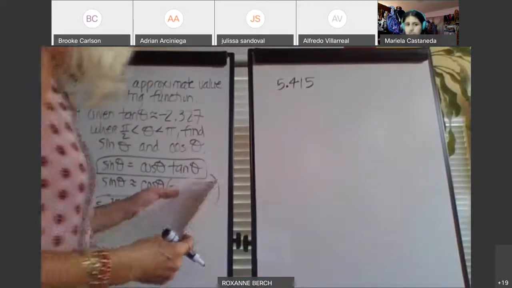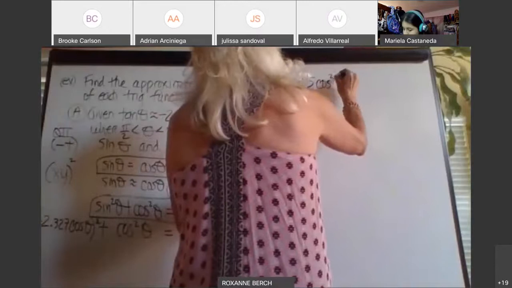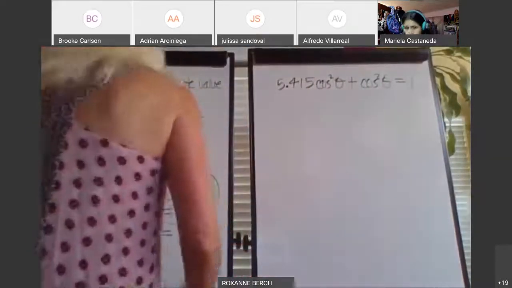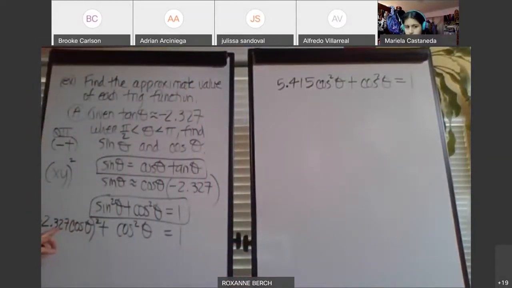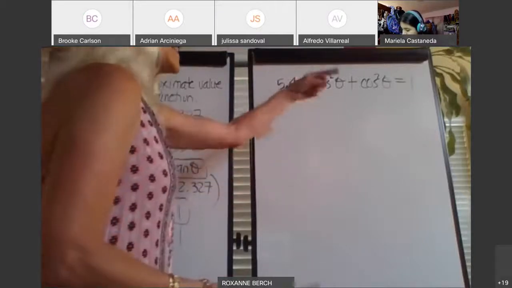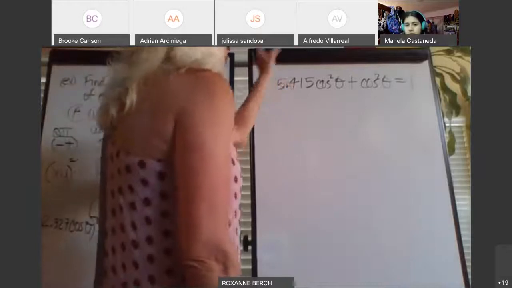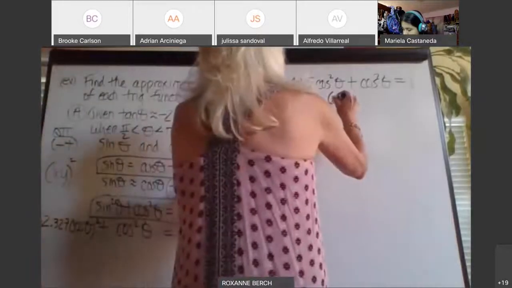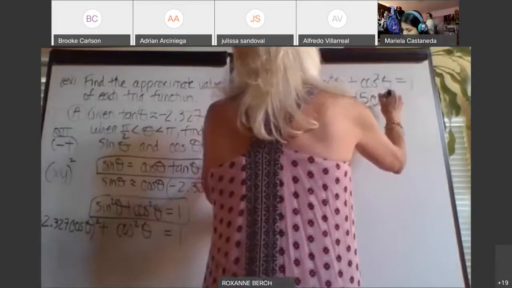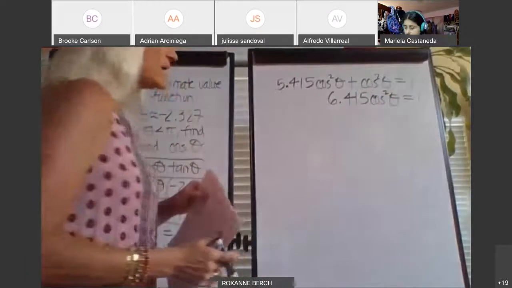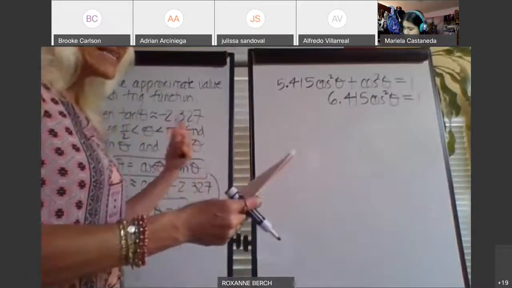Is that okay? And cosine would be squared now, plus cosine squared theta equals 1. So what I did is I squared everything in the square: negative 2.327 is squared, cosine squared, and now I can add those. Aren't these like terms now? Isn't this 5.4 whatever plus 1? So doesn't this turn out to be 6.415 cosine squared theta? Because I'm adding like terms, right? And now can't we isolate the square?